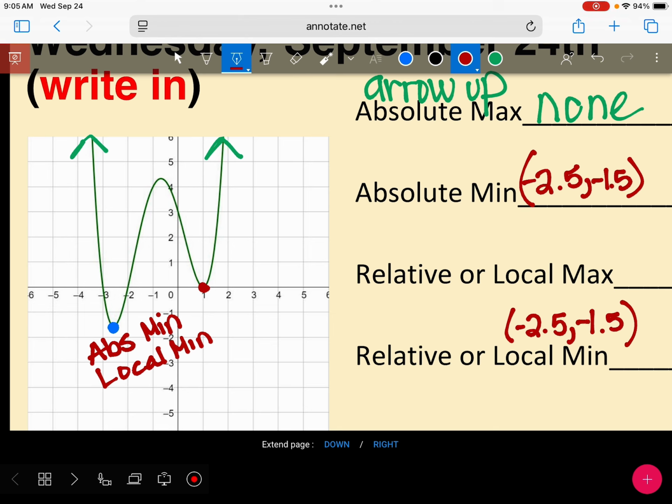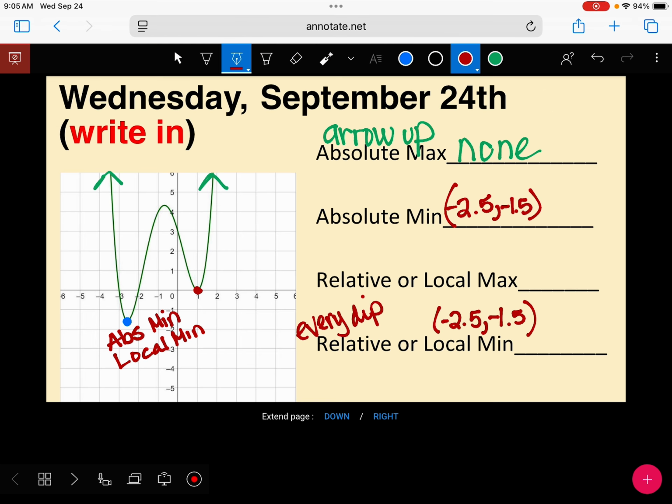But then that red dot is only a local because it's not the lowest point, but it is a dip. Every dip is a local, but only one is the absolute. Every dip in the graph is a local. So my second one looks like that's at 1, 0. So that's pretty easy to name.